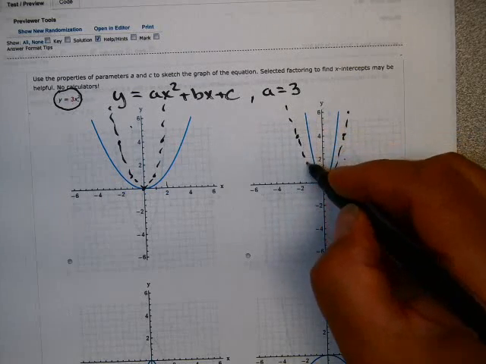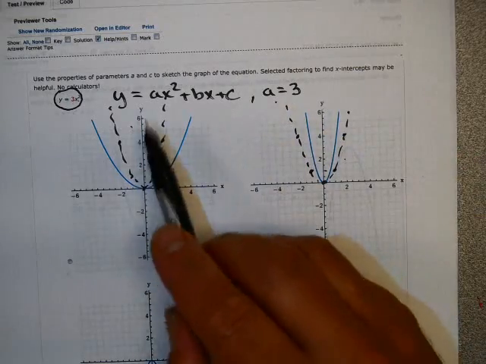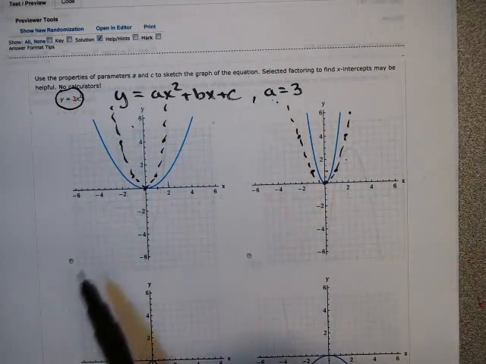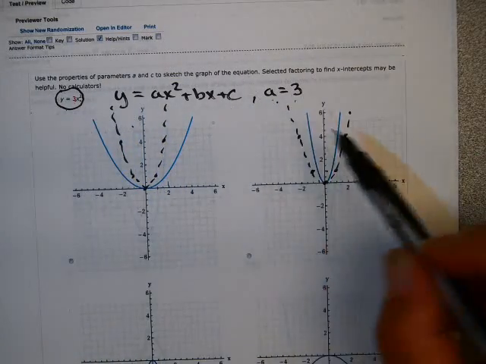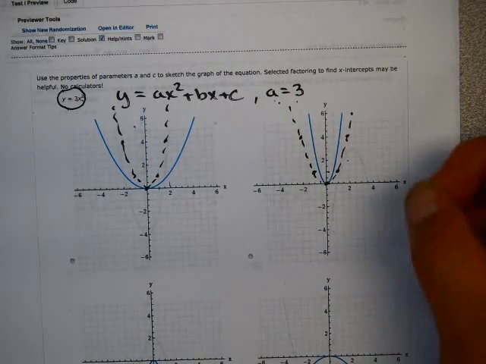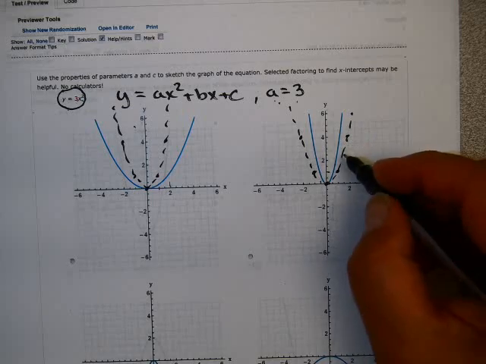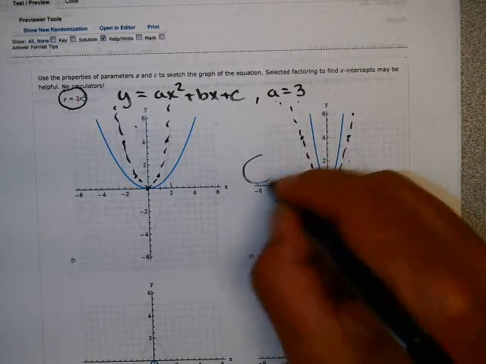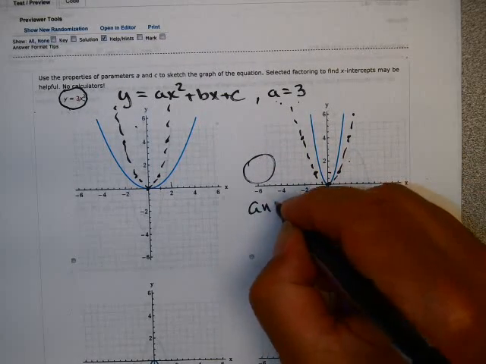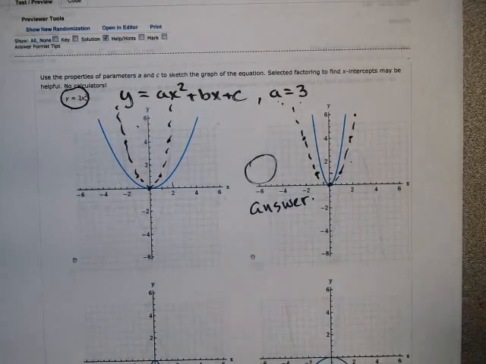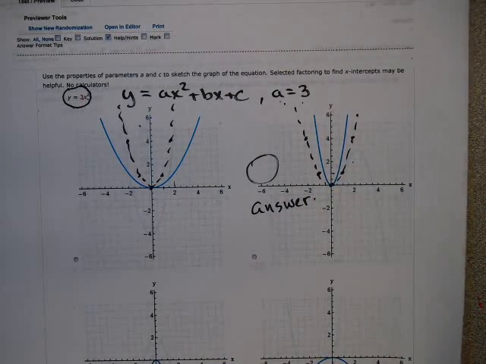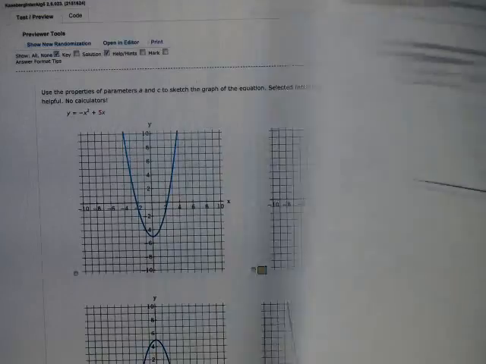Now, which of these would be most likely to be the answer when a equals 3? Since 3 is bigger than 1, this should go up faster, should be a little narrower, go up steeper than x squared. So my answer is this one right here. This is the answer right here. So that's using just those little facts about A and C.